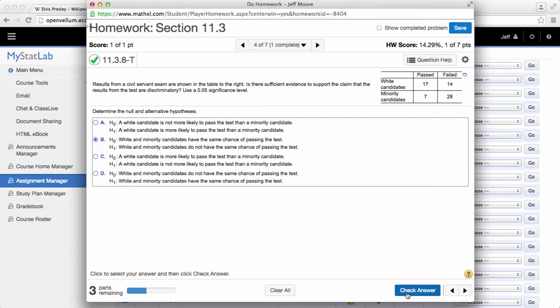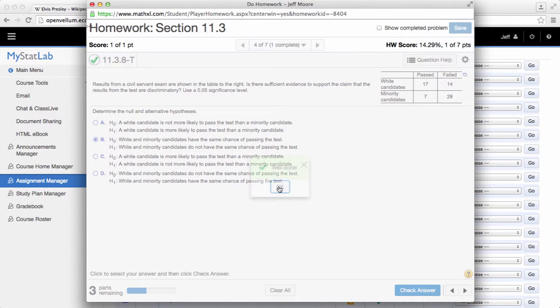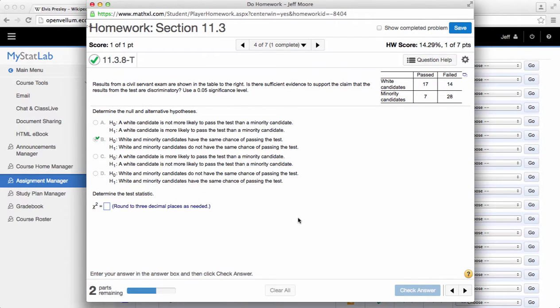So looking through these hypotheses, we would see that here we have white and minority candidates have the same chance of passing the test, and white and minority candidates do not have the same chance of passing the test. So in the null hypothesis, they are independent, and in the alternative hypothesis, they are not independent. There is some influence. The next thing to do is to determine the test statistic.